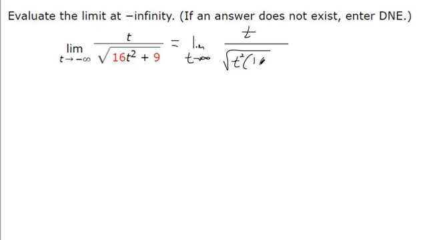And then you're going to have 16 plus 9 over t squared. And then what else can we do? So you're taking the square root of a number that's being squared. So you got to use an absolute value. So this is the absolute value of t in the denominator.